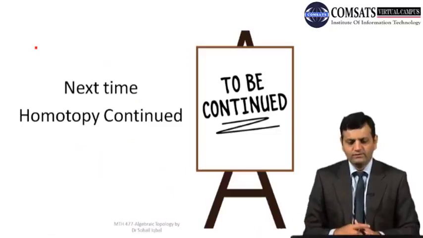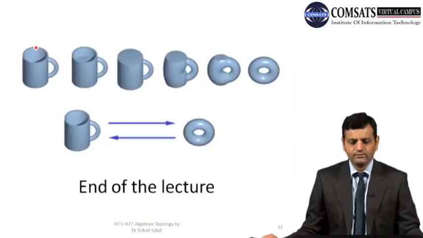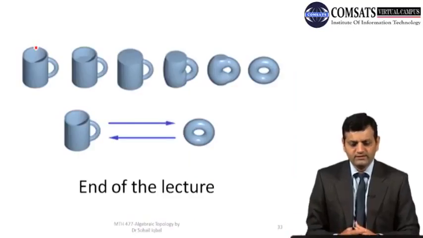So we will continue with the discussion of our homotopy. In particular, we will be considering the hTop or homotopy category. In this particular example, we can see that a cup is homotopic to a donut. Of course, we will not be doing the mathematical details of this example, but this is just for your illustration of how one space can be continuously deformed into another. So that's why in this case this cup is homotopic to this donut.